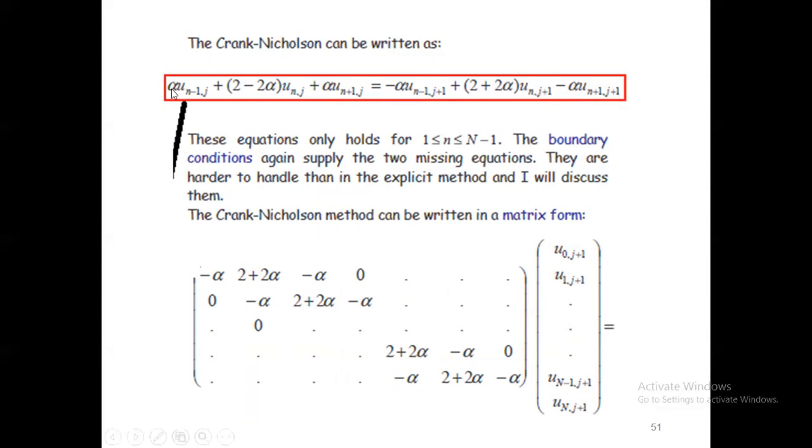Okay, now the coefficients are alpha, 2 minus 2 alpha, alpha, minus alpha, 2 plus 2 alpha, and minus alpha. Please make a note of these coefficients because these will make the diagonals, tridiagonals of the matrices, and these will also be written in the M file. Okay, so keep this in mind. Right now, what is happening here, students? We can write it in the matrix form.